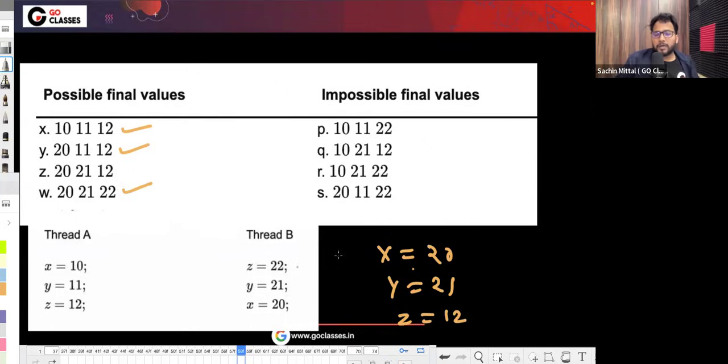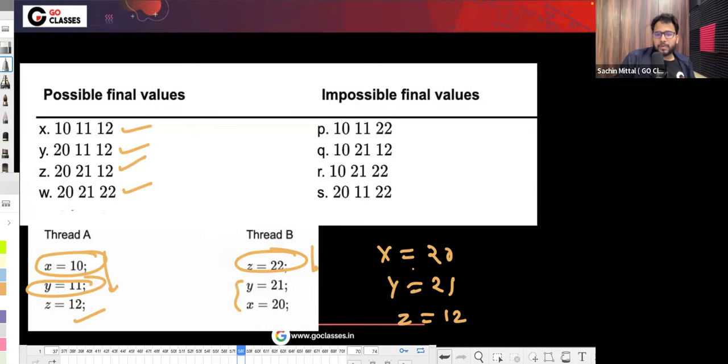Is this possible? If you want x to be 20, then basically you want to vanish this. So you want to execute this, and then y to be 21, which means you want to vanish this. And z to be 12, which means you want to vanish the opposite. Yeah, 20, 21 and 22 and 12. So yes, it is possible. You can execute these two, and then you can execute this, right? So you can vanish these three, and yes, this is possible, right? Okay, so this is possible like that.